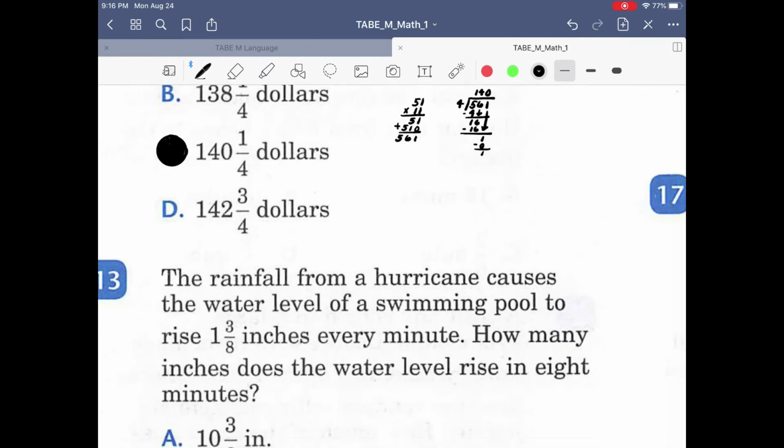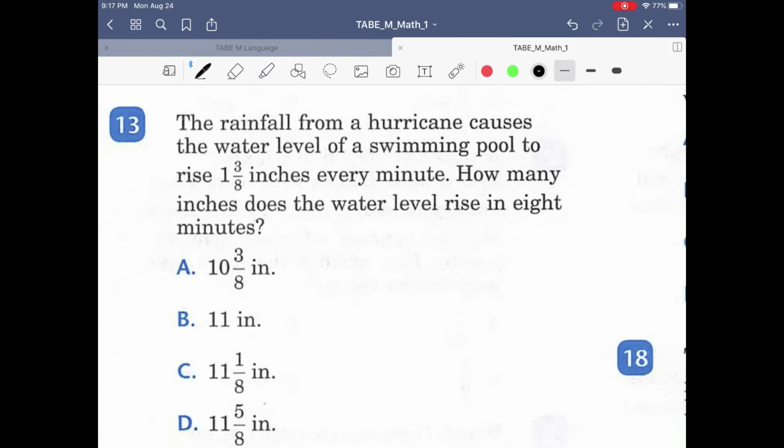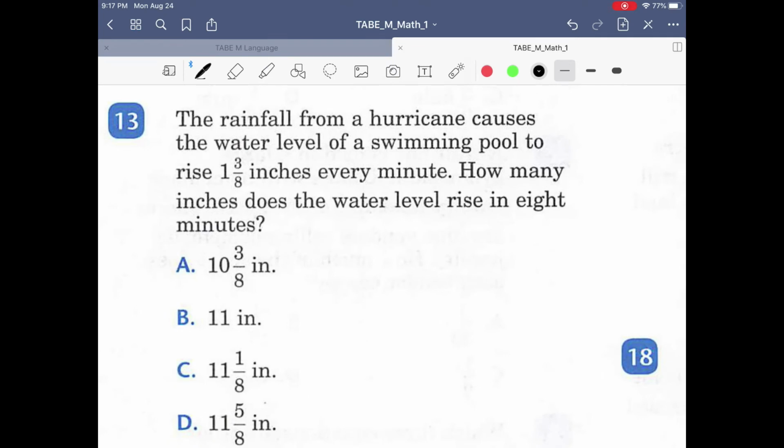Okay, number 13. The rainfall from a hurricane causes the water level of a swimming pool to rise 1 3/8 inches every minute. How many inches does the water level rise in 8 minutes? So 1 3/8 times 8.